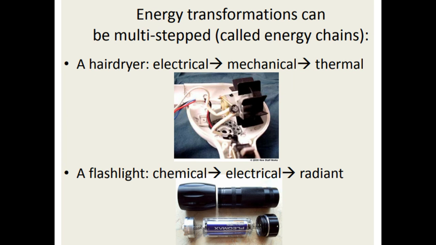In a flashlight, we have chemical potential energy from a battery, which is then turned into electrical energy in the wiring. And then from there, the electrical energy is turned into radiant light energy at the light bulb.